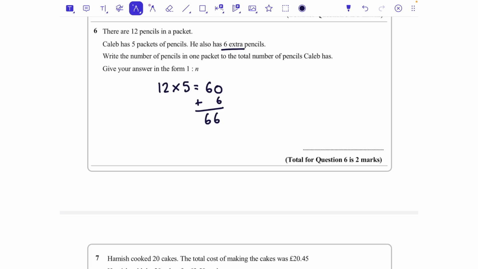It says write the number of pencils in one packet, so that's 12, to the total number of pencils Caleb has. So that's going to be 66 on this side. Give your answer in the form 1 to n. Now we need this side to be 1. So to do that, we need to divide by 12. And if I've divided that side by 12 to keep this ratio equivalent, I'm also going to divide this side by 12. 66 divided by 12 is 5.5. So we're not usually allowed to use decimals in ratios, but if it says the left-hand side or the right-hand side has to be 1, then the other side needs to be whatever it needs to be. So in this case, it had to be 5.5 to keep it equivalent.